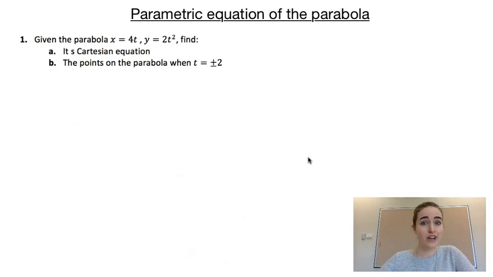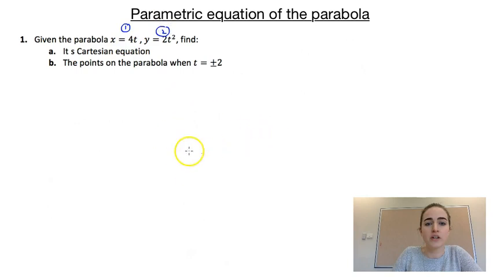All right, so let's have a look at a few examples. Our first one says, given the parabola x equals 4t, y equals 2t squared, find its Cartesian equation, and the points on the parabola when t equals plus and minus 2. For the first part, to find its Cartesian equation, we're going to call this equation 1 and this equation 2, and we're going to rearrange them to eliminate t.